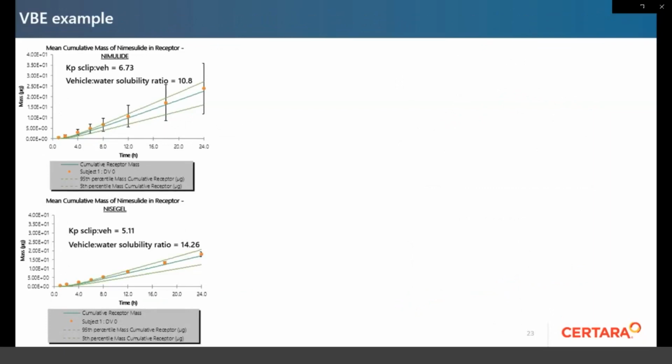So I'm going to just give you one example of how it can be done. And I'm going to use the virtual bioequivalence strategy for that. The purely artificial question which we asked ourselves is: are nimolide and Nisegel bioequivalent? We've got information about the IVPT study, and we have a good quality in silico model.